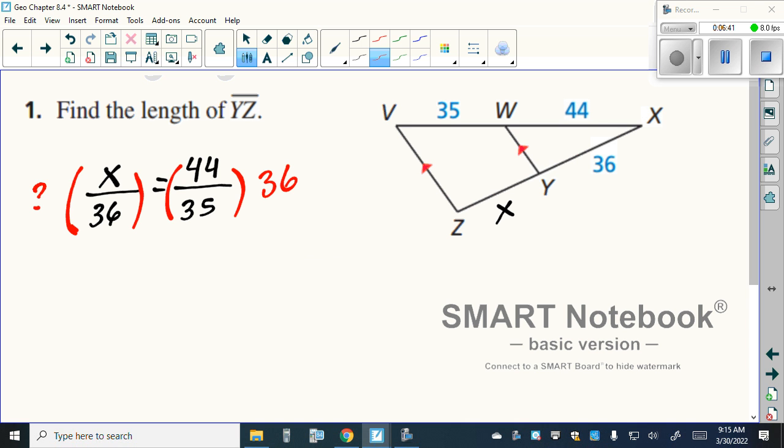Apparently, I'm just going to erase 36. And we don't quite have this set up correctly.